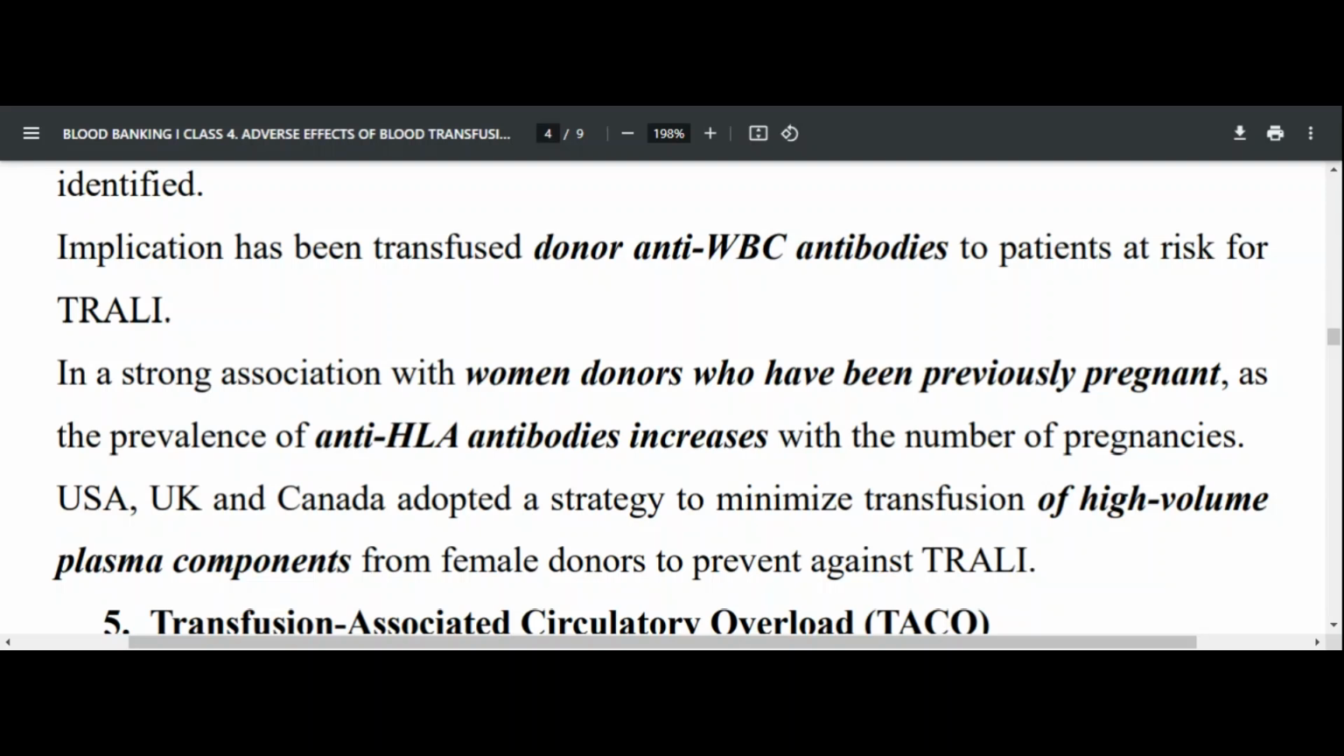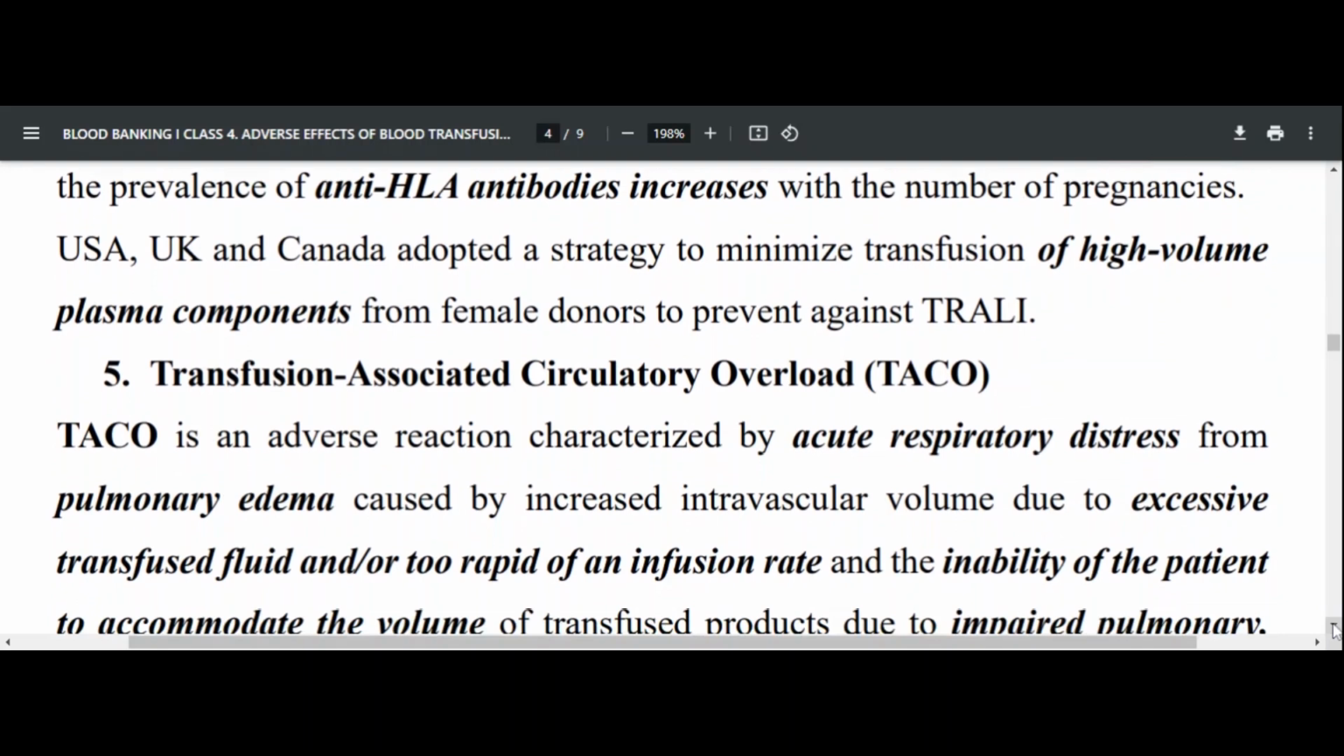That is why in the UK, United States, as well as in Canada, they adopted a strategy to minimize transfusion of high-volume plasma components from female donors to prevent this problem. Transfusing plasma from a woman donor is not really a good thing, because sometimes they have been immunized and they have anti-WBC antibodies, which can lead to the accumulation of fluids in the lungs.